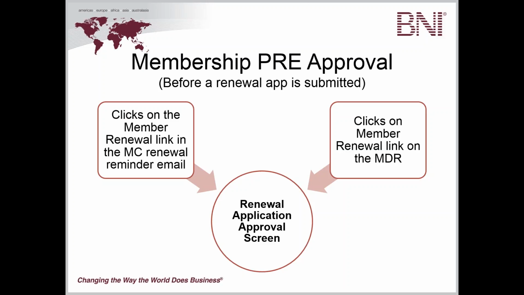The second way to do it is through BNI Connect. So if you don't get that email, or you lose that email, or you'd just like to do some pre-approvals, that gets done through the membership dues report in BNI Connect. Okay, so we'll show you that in just a second.